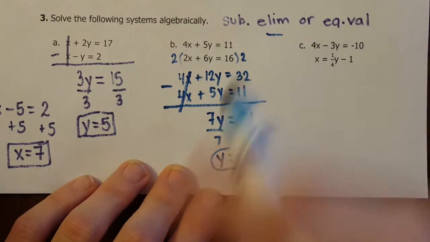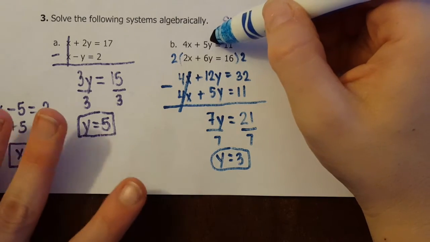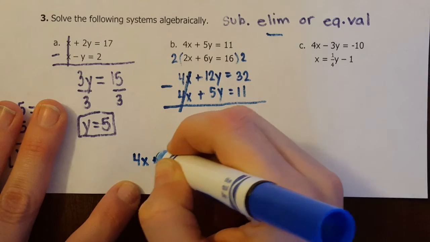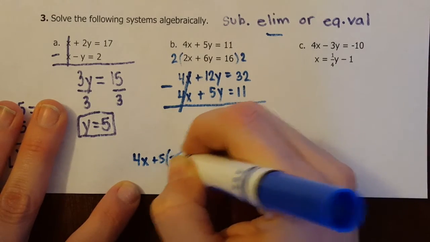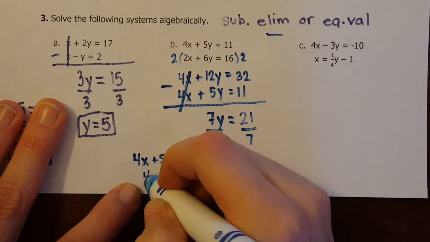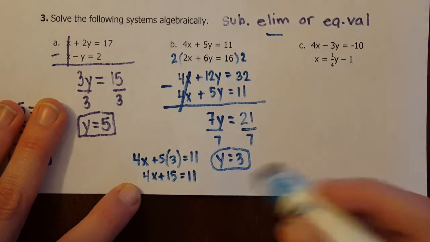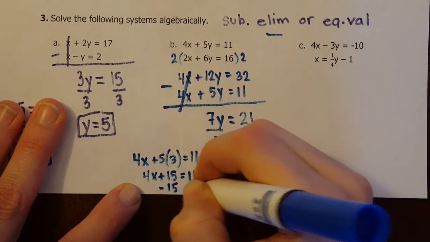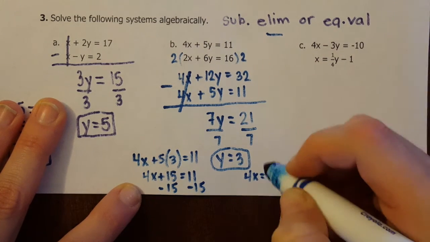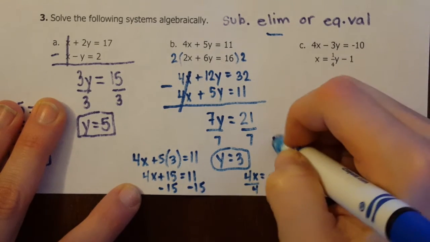And now I need to plug in the 3 for the y again. So I'm going to go back up. I'll just go to the top equation this time. So I have 4x plus 5 times 3 equals 11. So I have 4x plus 15 equals 11. I'm going to subtract 15 from both sides. So I have 4x equals negative 4, and divide by 4, and I get x is negative 1.